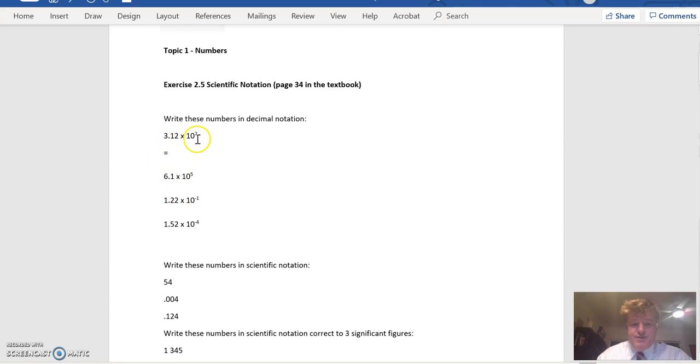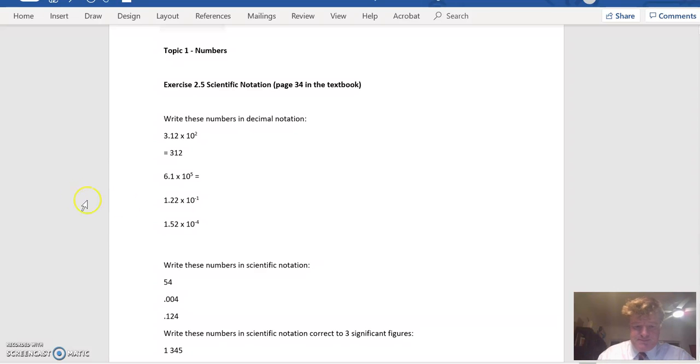3.12 by 10 to the 2. 10 to the 2, 10 squared, is 100. So 3.12 multiplied by 100 is 312. Or we can say 10 to the 2 means we have to move the decimal place 2 spaces, making it a bigger number. So the answer is 312.